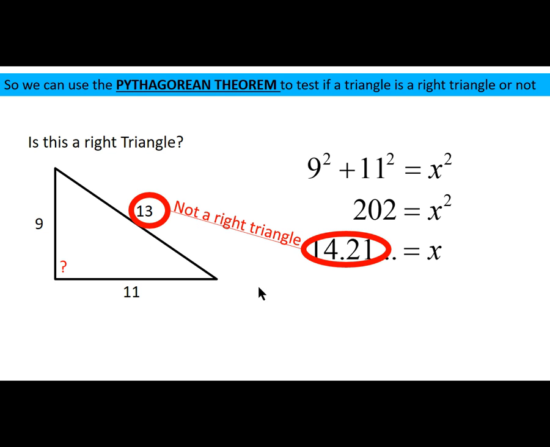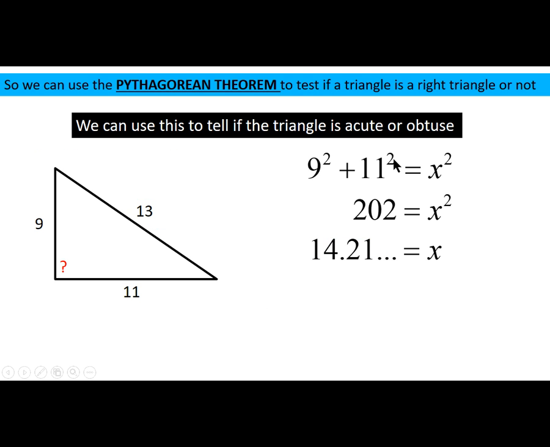So all we did is we ignored the hypotenuse and did the Pythagorean theorem with the two legs. If the number we get for the hypotenuse matches what we're told, then it's a right triangle. If it doesn't match, then it's not a right triangle. In fact, we can also use this to tell if the triangle is acute or obtuse. See, this 14.21, that's what we're supposed to get. But this 13 right here, this is too small.